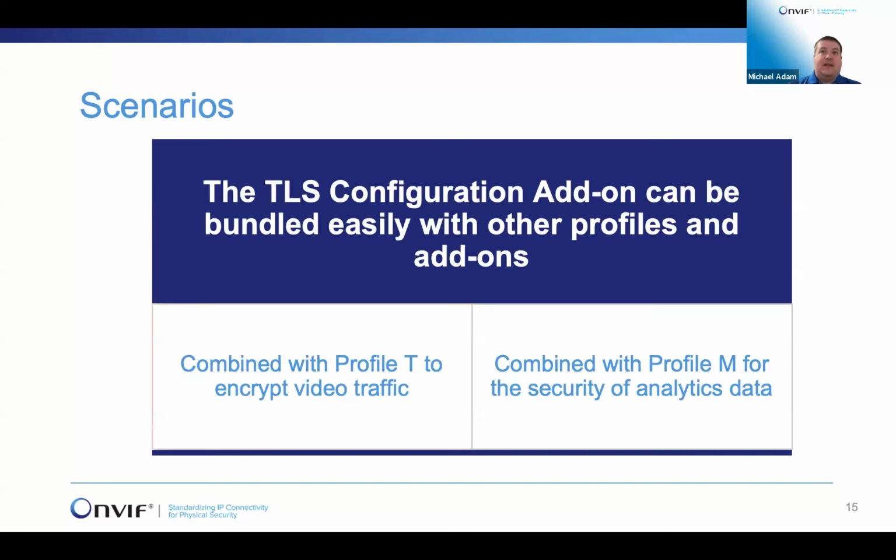Profile M discusses metadata transmission, and it talks about how to secure that. It provides specifications on securing the metadata in flight. You can combine the TLS configuration add-on with it to enable seamless setup of those encrypted messages in flight. You can pair it with any add-on. These are just some examples. Because you can use TLS to encrypt web pages as well, it also enables pretty much any profile to work with a vendor that has a web-based setup environment, because now you can enable HTTPS and encrypt all traffic for configuration with that camera.